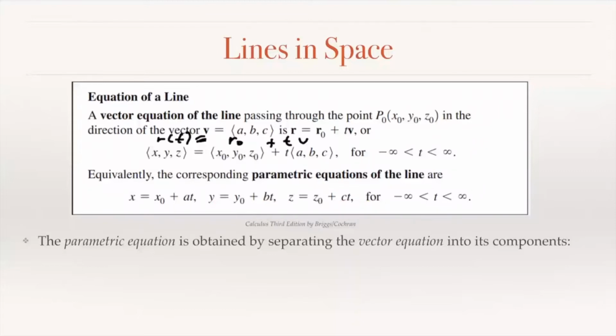So for example, x must be equal to x0 plus t times a. And all of that corresponds to that. It's just setting the first components on both sides equal to each other. And likewise for the y and z.